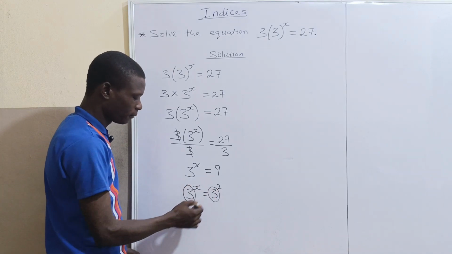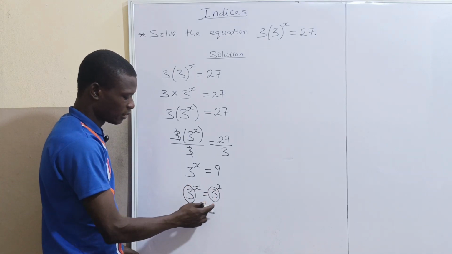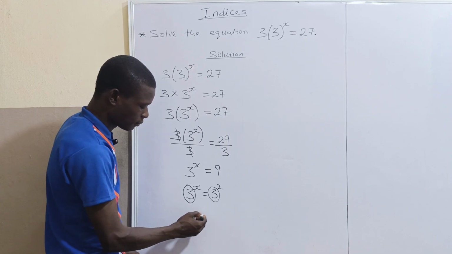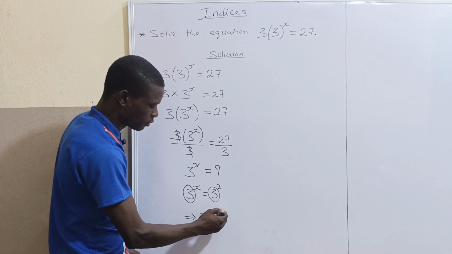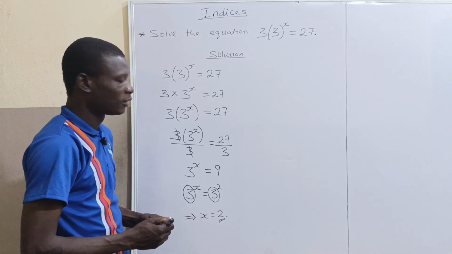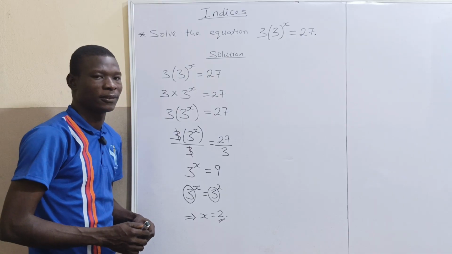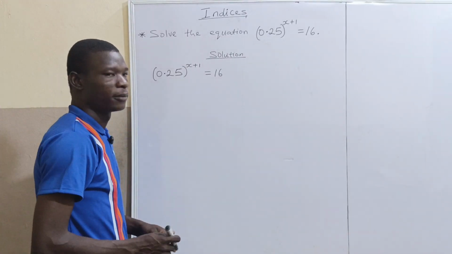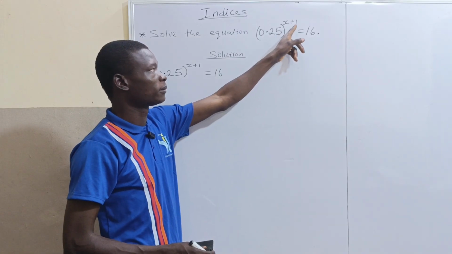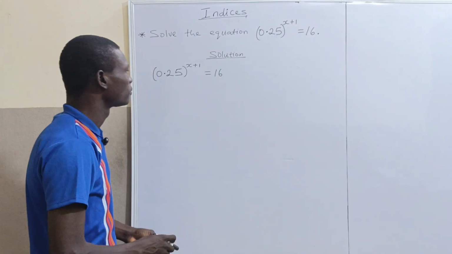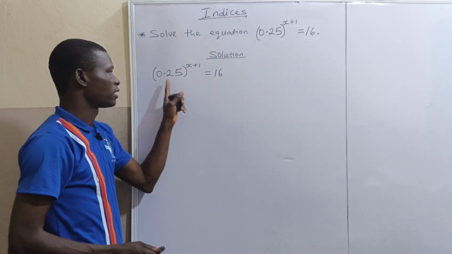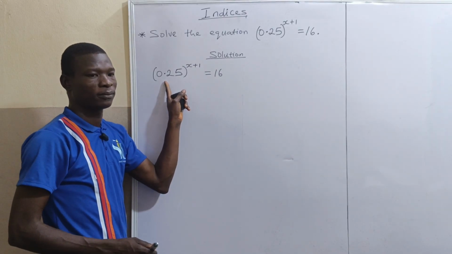As before, the two bases are exactly the same. That implies that our x equals 2. Also simple and straightforward. Question 3. Solve the equation 0.25 raised to power x plus 1 equals 16. So this carries a decimal fraction, as you can see here.